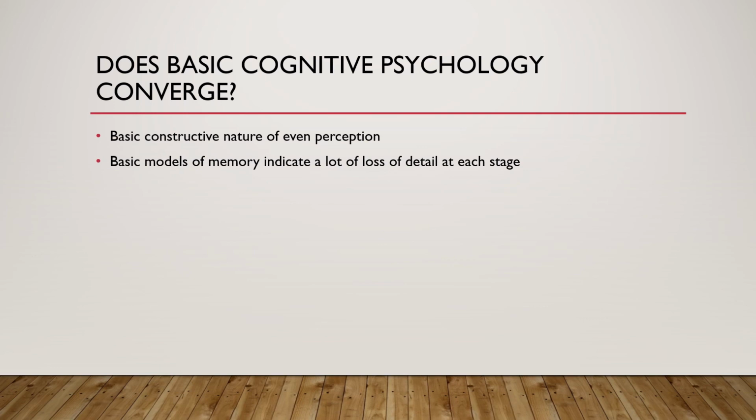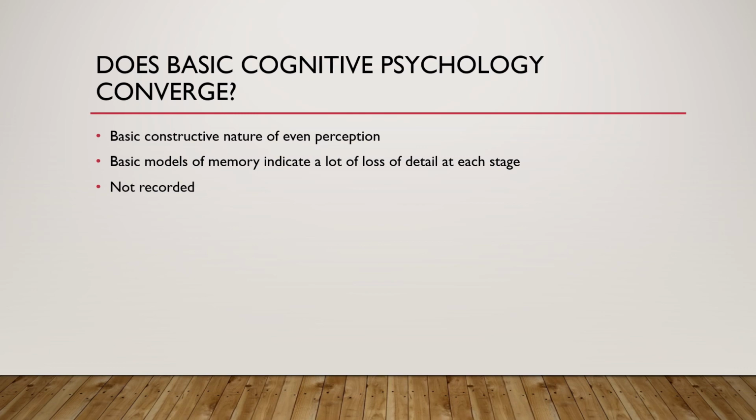The basic models of memory that came out of hundreds of empirical articles on memory indicate that there's a great deal of loss of detail, a great deal of loss of memory at each stage of the memory system. So a lot of sensory memory is lost when it's taken through into short-term memory. And then a tremendous amount of short-term memory is lost in the transfer to long-term memory. And even within long-term memory, there is decay. So this converges with the findings of false memory research.